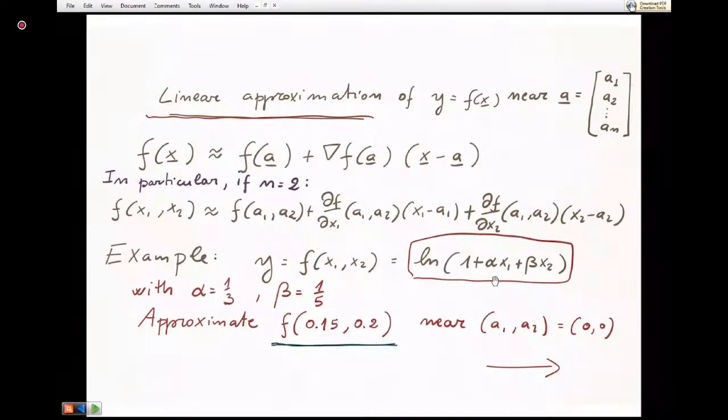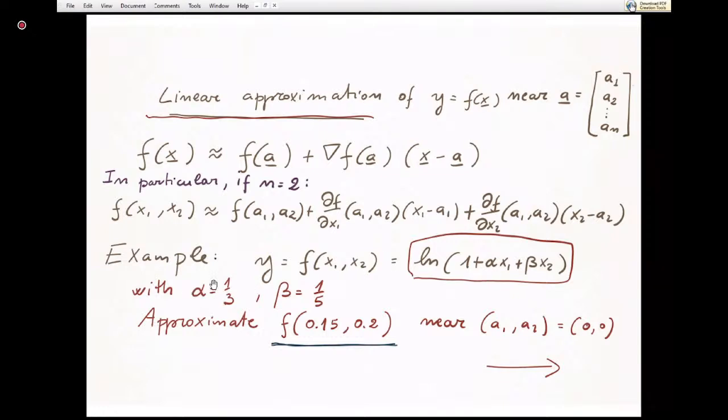One is a simple function, which is the log of 1 plus alpha x1 plus beta x2. So it is the log of a linear function of x1 and x2. Usually these kinds of functions are really useful to approximate linearly because they are pretty flat. So when you take a linear approximation, you get very good approximations. Of course, in other cases, the linear approximation is not so good, but this is a useful example.